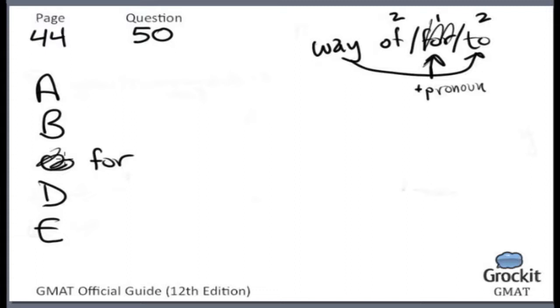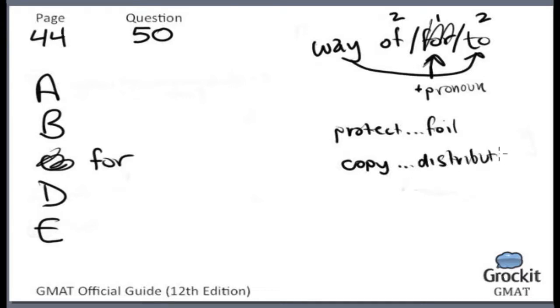So then we have a way of doing something and a way to do something. Both of those are grammatically correct, so that alone isn't going to enable us to eliminate any wrong answer choices. But that's the sort of thing we need to look out for. Let's see, what else do we need to worry about? We have some parallelism, two pairs of verbs, actually. We have a way that will protect copyright holders and foil audio pirates. So that's one pair, protect and foil. Then we have a second pair describing what audio pirates do, who copy and distribute. These look okay to me in the answer as written, but let's see what the other answer choices do.